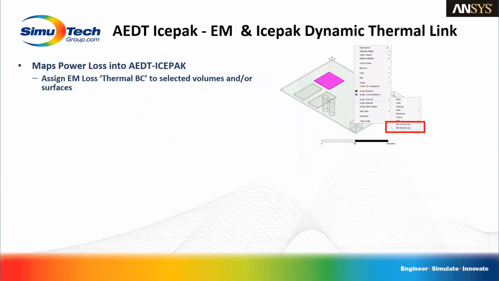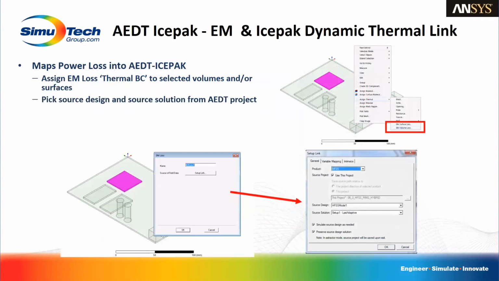So that multi-physics link is available and pretty straightforward. We can map power loss into Icepack from any of the electromagnetic products. It's a dynamic link, and we saw that a couple slides ago when I reviewed how you assign thermal inputs to objects. They were the two that were listed at the bottom. Once you activate those thermal assignments, another window pops up and asks where these losses are coming from.